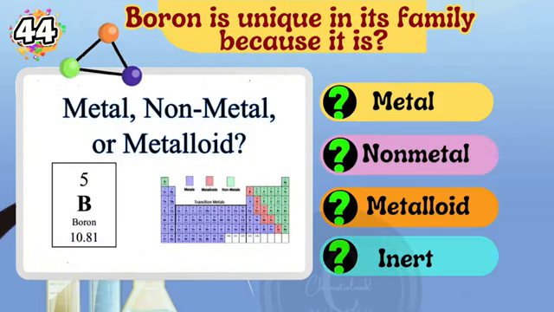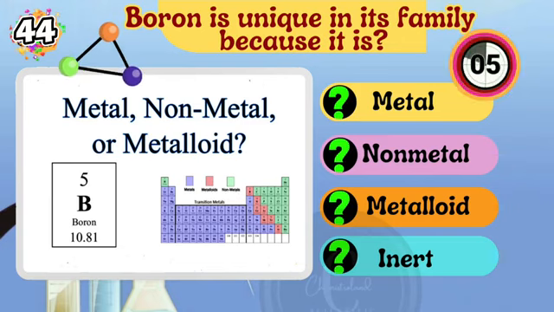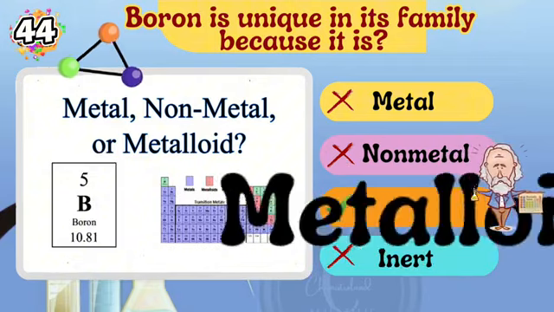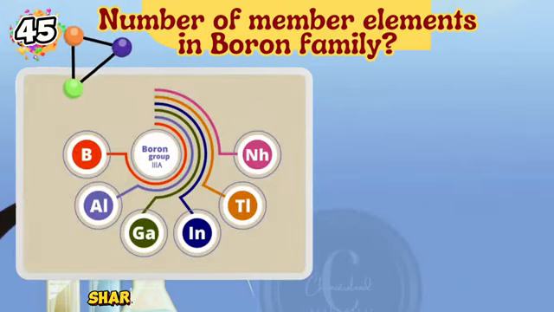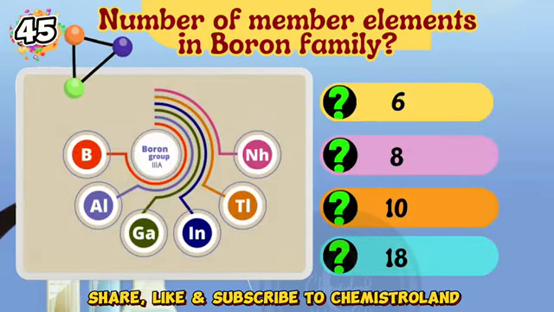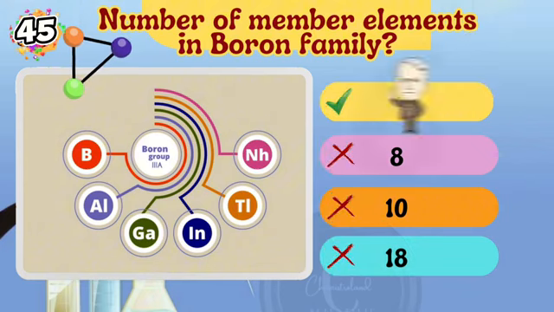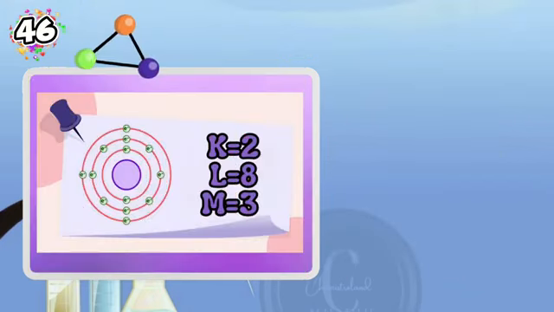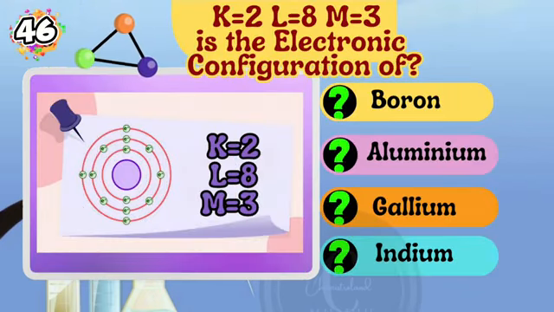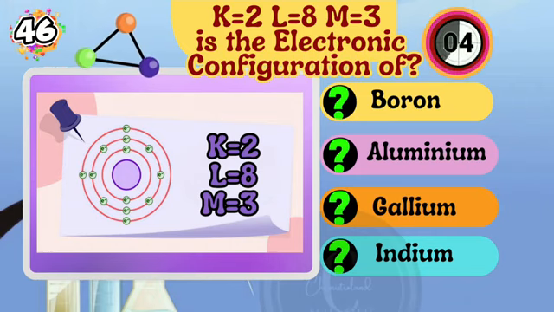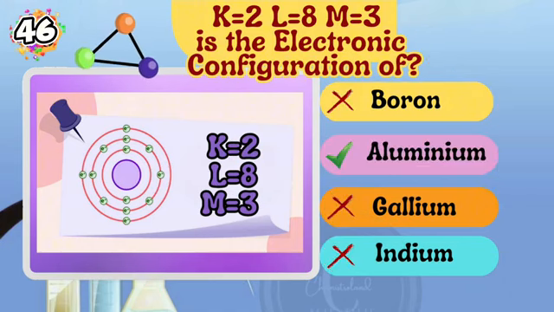Boron is unique in its family because it is... metalloid. Any guess about the number of member elements in boron family? It is having 6 members. K2, L8, M3 is the electronic configuration of... Great, it's aluminium.